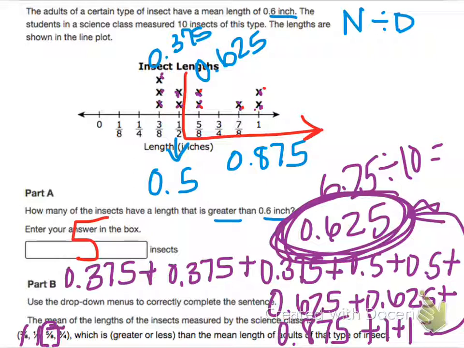And if we look at our mean, 0.625, that is greater than the mean of 0.6. So we would circle it. We would circle that it's greater than the mean length of the adults of this type of insect.